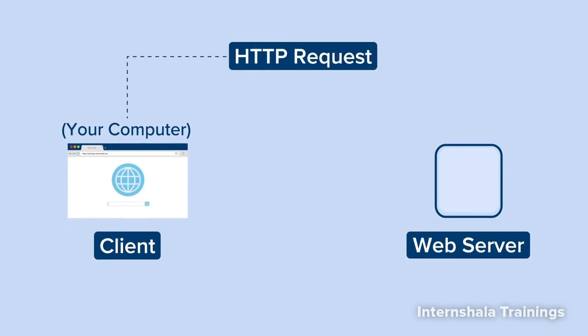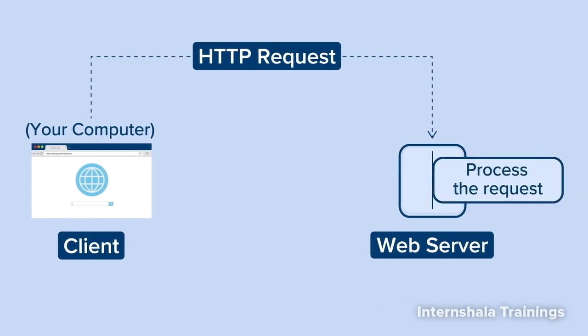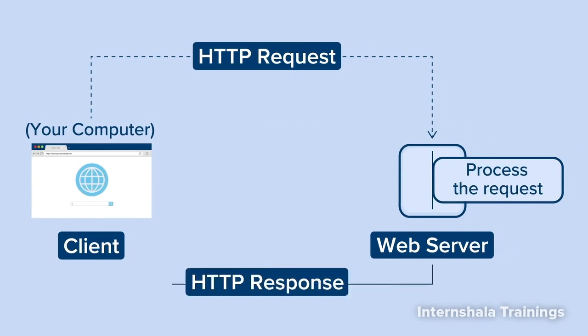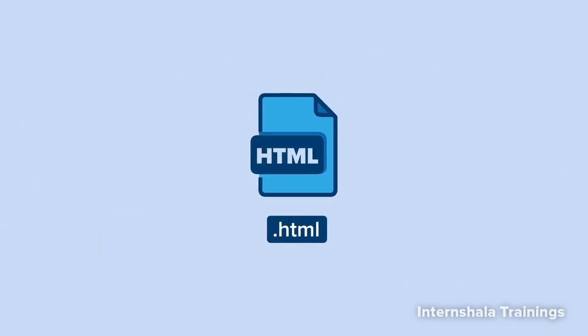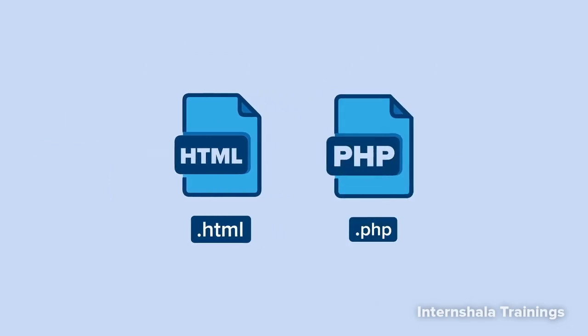The browser then sends an HTTP request to the web server mentioning which web page it wants. The web server then acts on the request and finds the web page on its computer. Once the web server finds the web page, it sends it to the browser as an HTTP response. Till now, we have dealt with web pages that only contain the HTML and CSS code. But now, we will see web pages that contain PHP code that are also called PHP files.